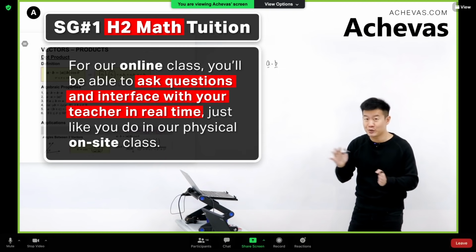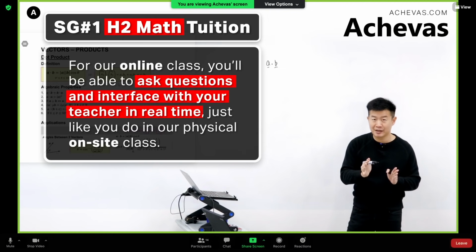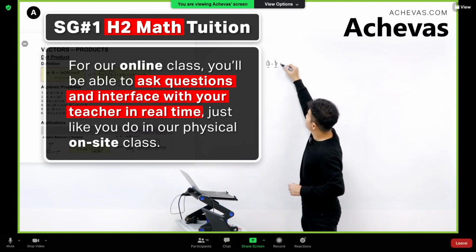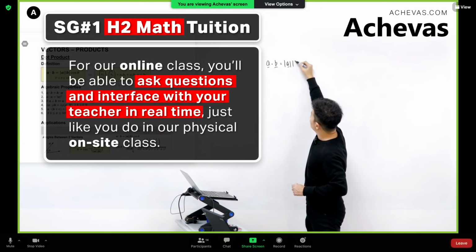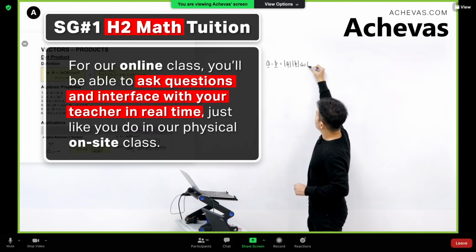Because in vectors, we cannot take one vector multiplied by another vector. And A dot B is defined as modulus of A, modulus of B, cosine theta.